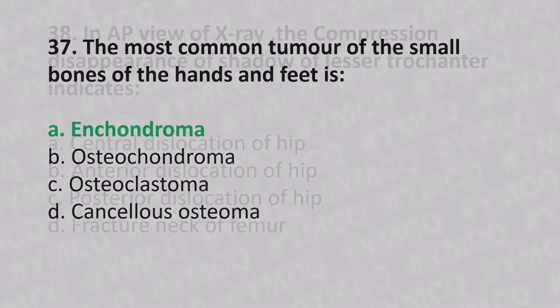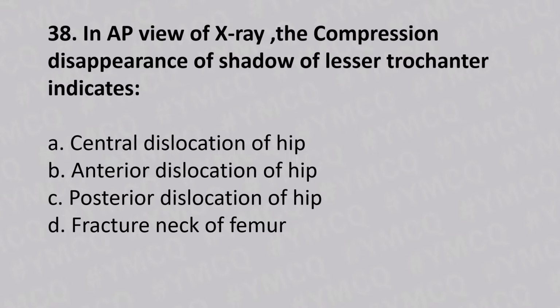Moving to our 38th question. In an AP view of X-ray, the compression disappearance of the shadow of the lesser trochanter indicates option A, central dislocation of the hip. Option B, anterior dislocation of the hip. Option C, posterior dislocation of the hip. Option D, fracture of the neck of femur. And the answer is option C, posterior dislocation of the hip.